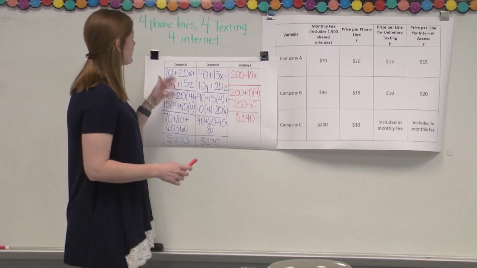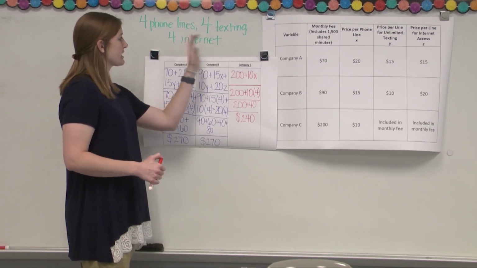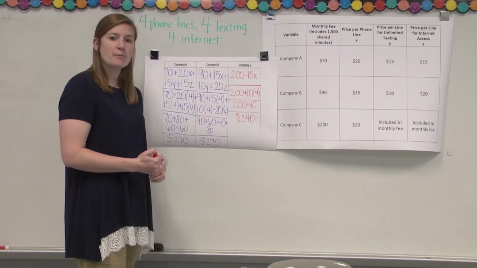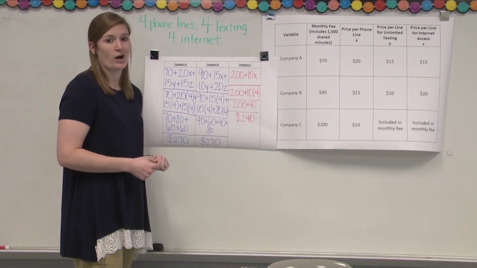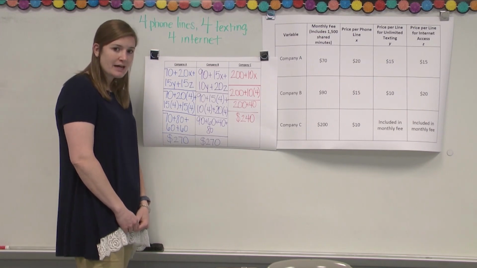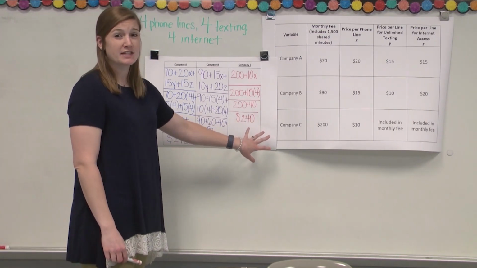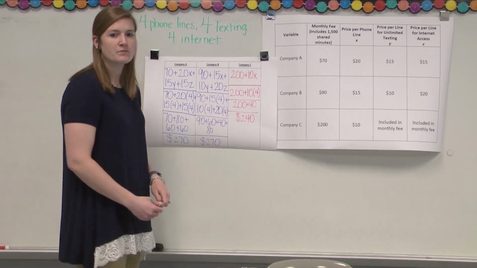All right, so now that we've figured out what each of the 3 companies is going to charge us for 4 phone lines, 4 texting, and 4 internet, which company would you choose for this situation and why? You're right. You should choose company C. You can save $30 by choosing company C in this case.